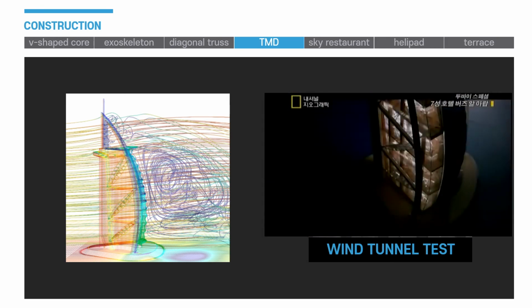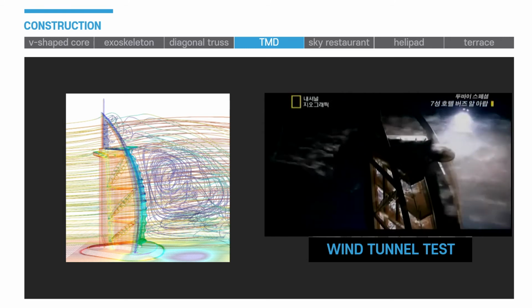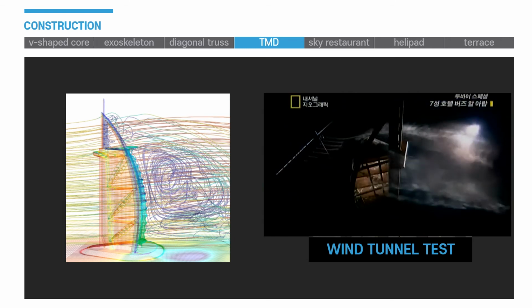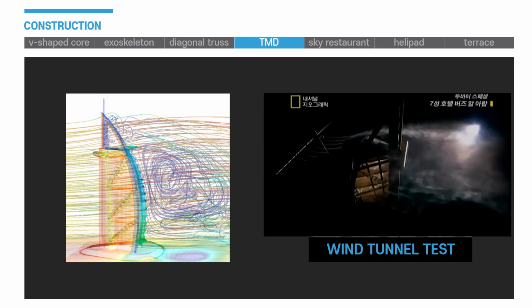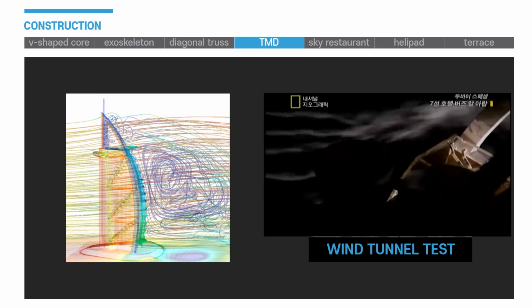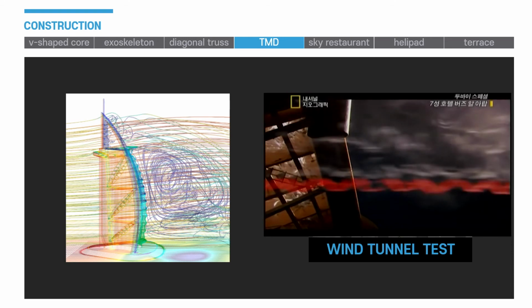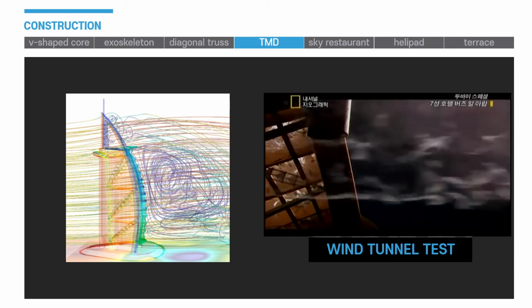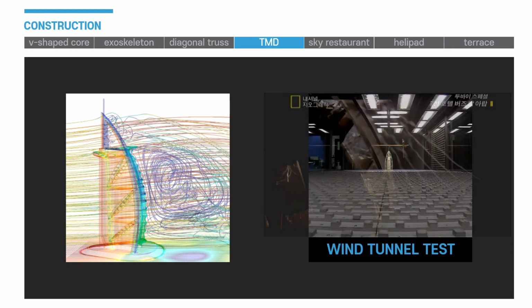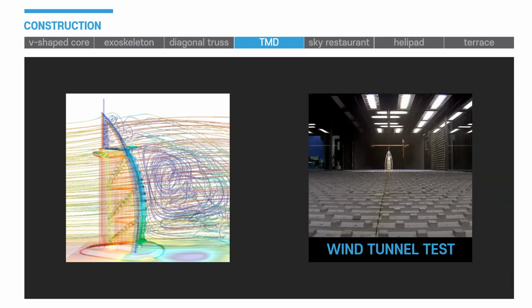Especially as Burj Al Arab was built on the shore of the Arabian Gulf, it was easily exposed to waves, winds, and tidal currents. The exoskeleton and spiral truss could resist wind load, but not the vortex shedding. Therefore, aerodynamicists executed wind tunnel tests of Burj Al Arab.